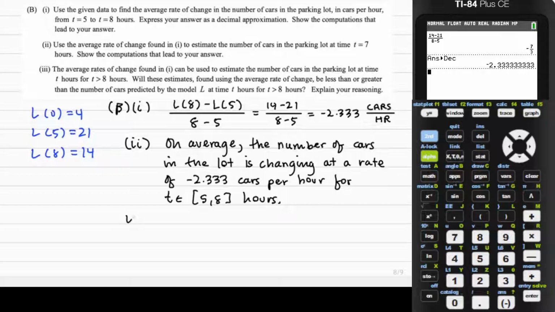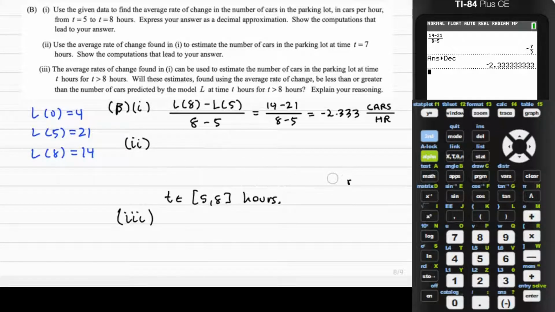Okay, and then B3, oh wait, whoops, that's too many dots. Okay, B3, the average rate of change found in part 1 can be used to estimate the number of cars in the parking lot, for t greater than 8 hours. Will these estimates found using... Oh, wait. I didn't even read number 2. They did not ask for the interpretation. They asked me to do something completely different. Pardon me, that was a huge mistake. But that statement is still true. That's just an answer to a different question. All right, to estimate the number of cars in the parking lot at time t equals 7 hours.